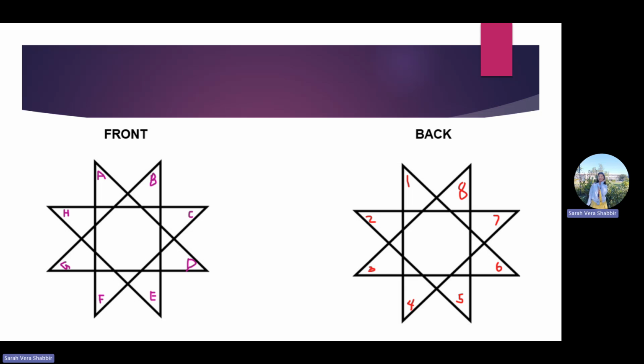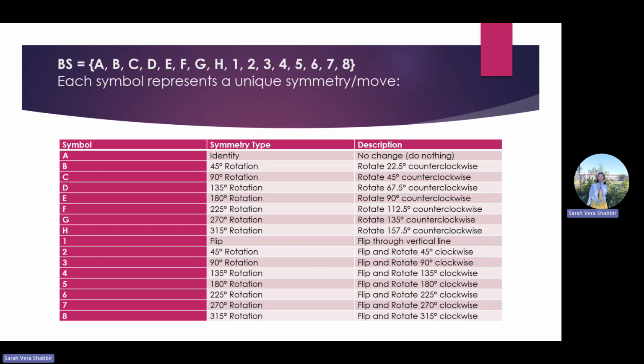So let's go ahead and discuss what are the symbols they represent. So as you can see here, I have A to H letters and 1 to 8 numbers. And each symbol represents a unique symmetry or move. Let's begin with symbol A. So for the symbol A, I have the symmetry type identity, meaning no change or do nothing.